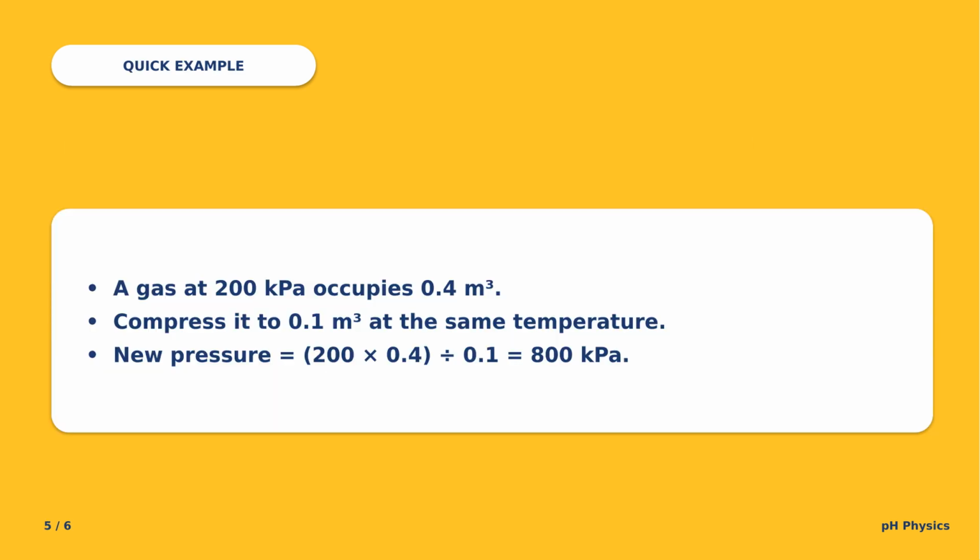Quick example. A gas at 200 kilopascal occupies 0.4 meter cubed. Compress it to 0.1 meter cubed at the same temperature. New pressure equals 200 times 0.4 divided by 0.1 equals 800 kilopascal. Volume quartered, pressure quadrupled.